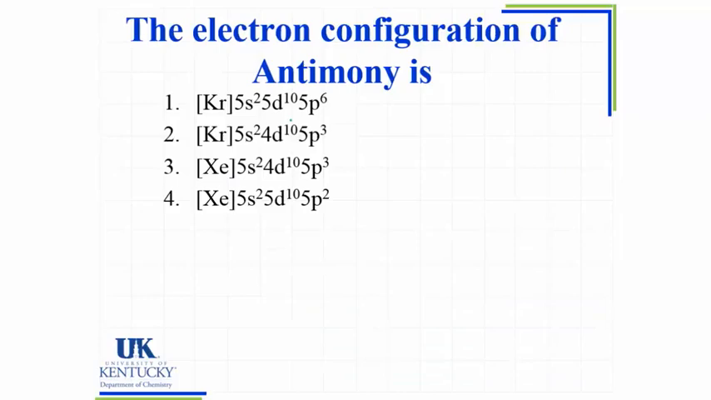Okay, so I want you to go back and look at that periodic table in your notes and figure out what is the electron configuration of antimony. Did you choose number 2? Then you are correct. Okay, so just to make sure, if you want to move ahead, that's fine, but for those of you who did not pick that, let's do it together.